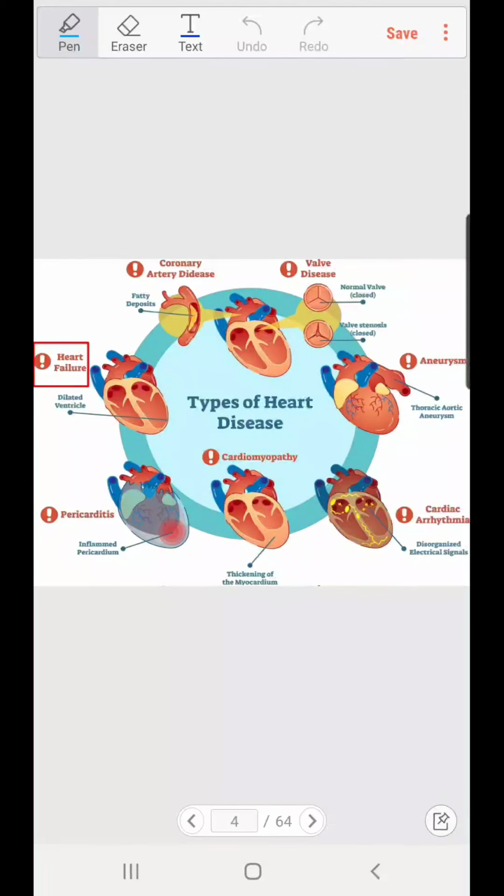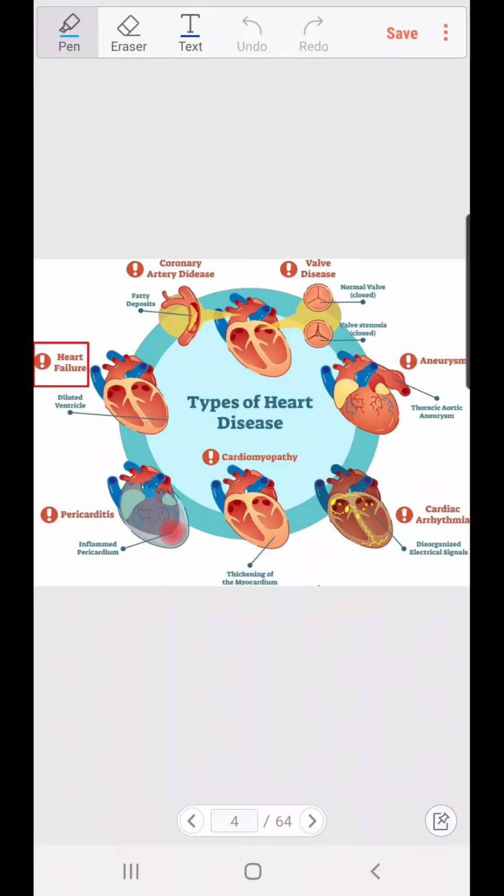These are different types of heart disease or conditions that affect the heart. The one that is heart failure on the left side, dilated ventricle, that is due to diastolic heart failure, in which the left ventricle muscle is weakened and dilated and cannot pump enough blood.